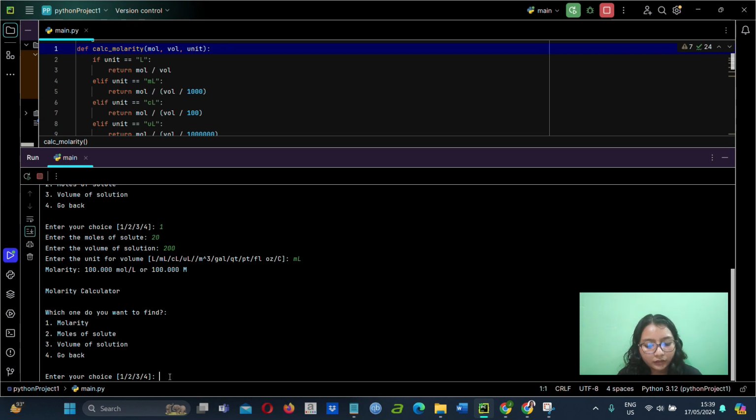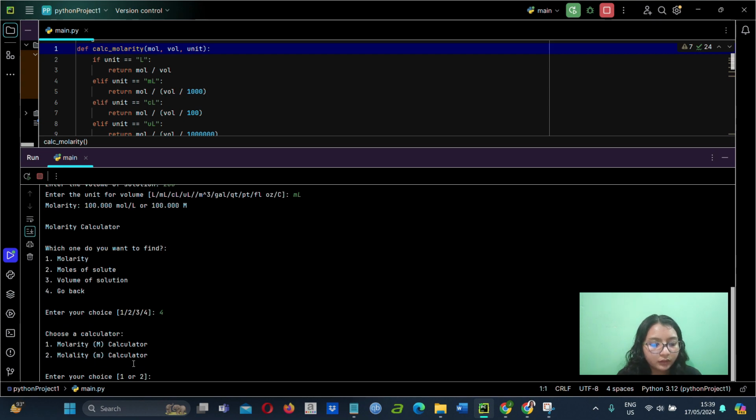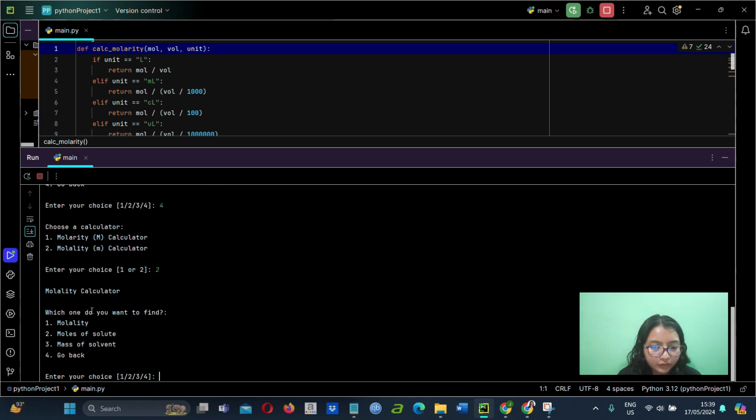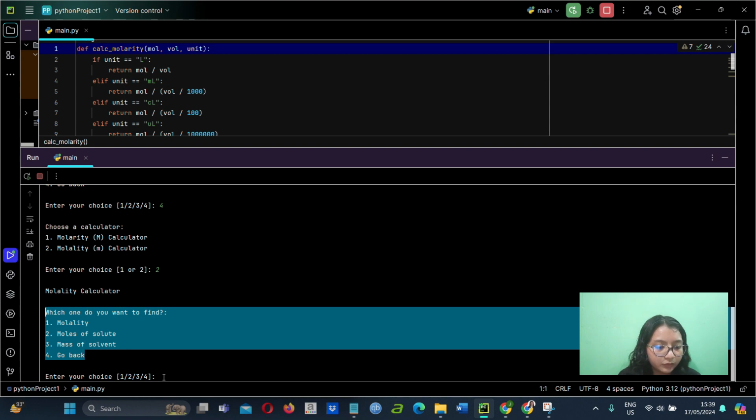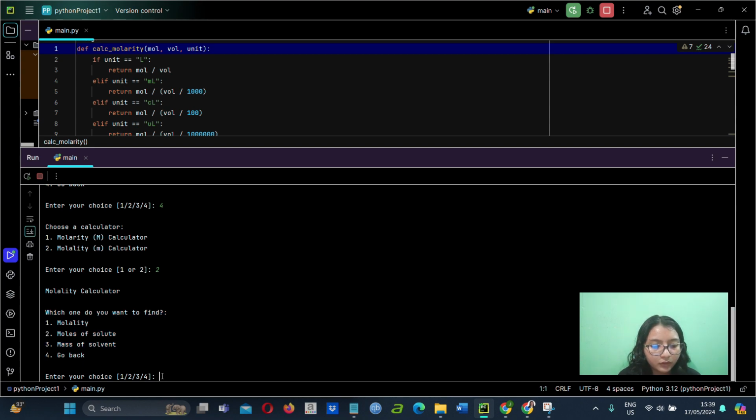And now let us focus on the molality. Let us go back to the main page, and to do that, let's just enter number 4. Now that we are here, let's go to the molality calculator, number 2. Similarly, as you can see, there are other options to solve for either the moles of solute or the mass of solvent, as the molality formula can also be flipped.